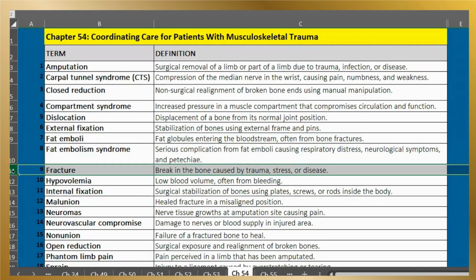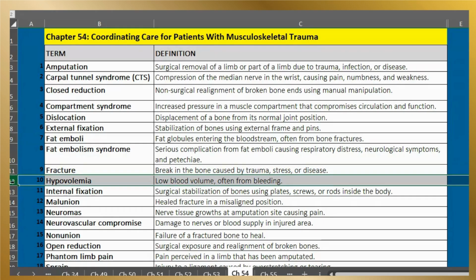Fracture: a break in bone caused by trauma, stress, or disease. So it's a broken bone, and there are a couple of types of fractures, which we'll learn more about in the outline.